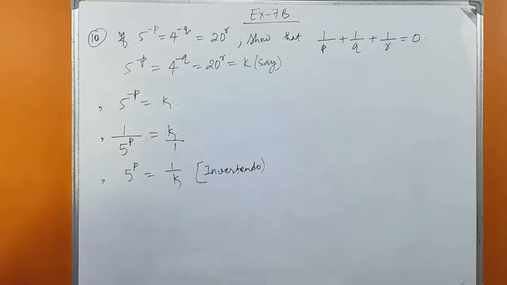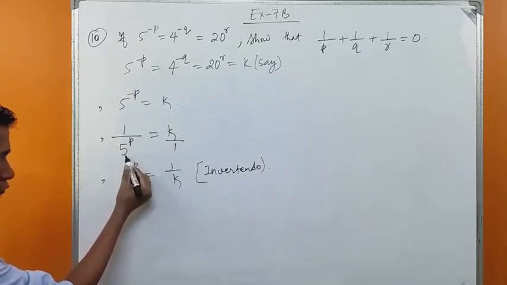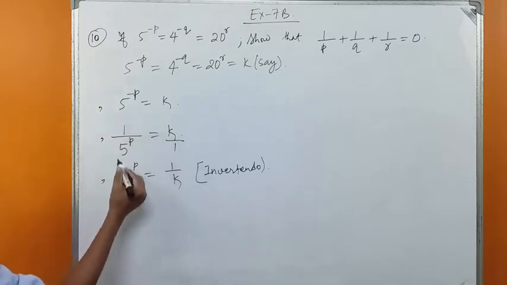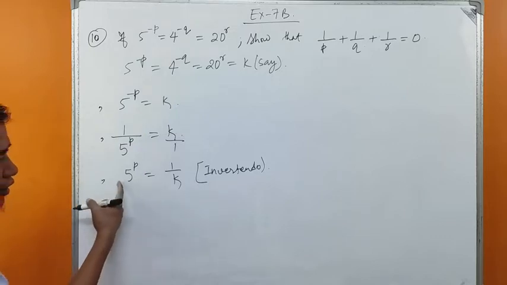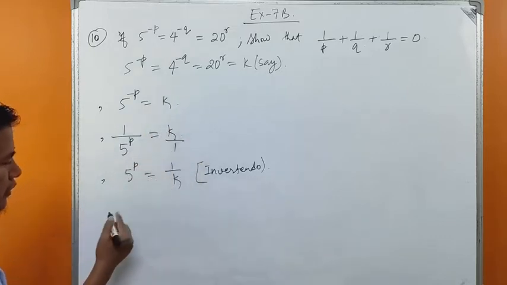The sign of the power does not change. 5 to the power plus p from the denominator goes to the numerator, and 1 comes down to the denominator. The same thing is applied here: 1 goes to the numerator, k comes down to the denominator.